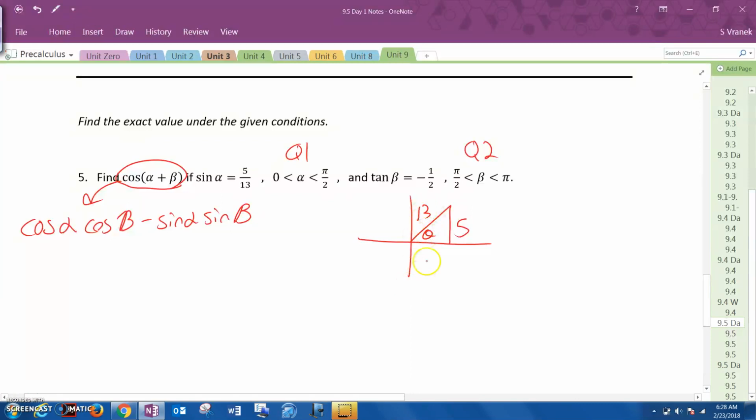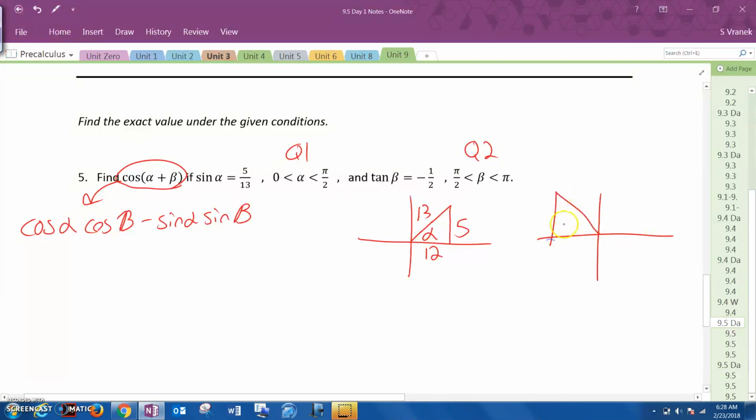There's my theta. I'm not going to show it here. You can do Pythagorean theorem, but this is just 5, 12, 13. All of them are positive because we're in quadrant 1. Oh, actually, you know what I should write here is alpha, because that's the angle we're using. So this is the alpha triangle. And then we are going to go into Q2.